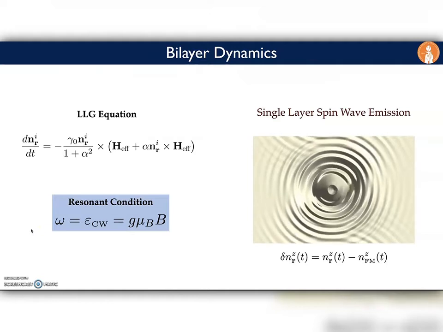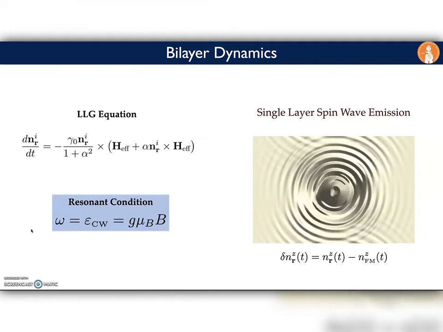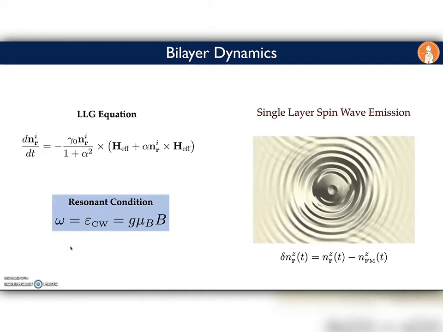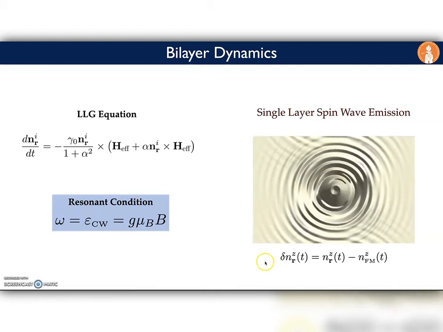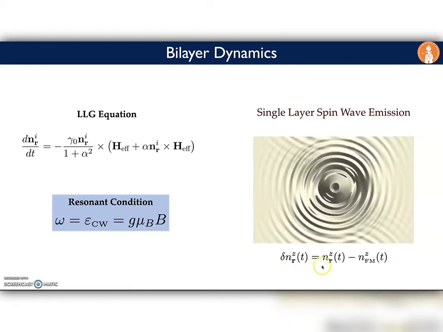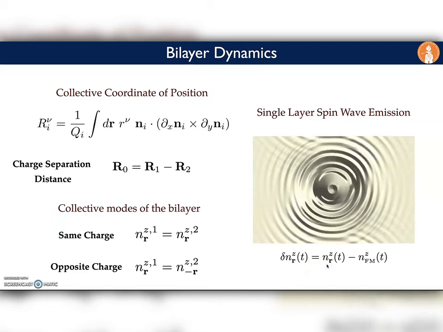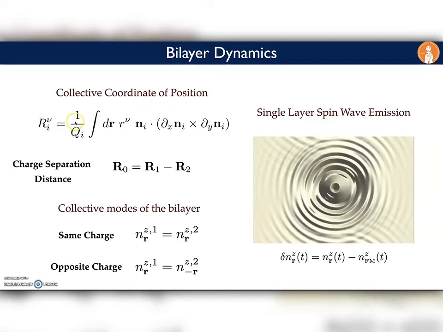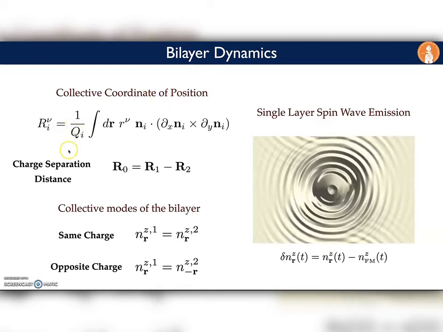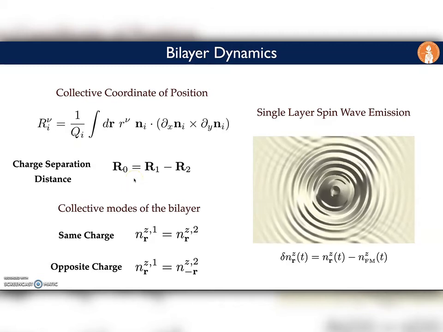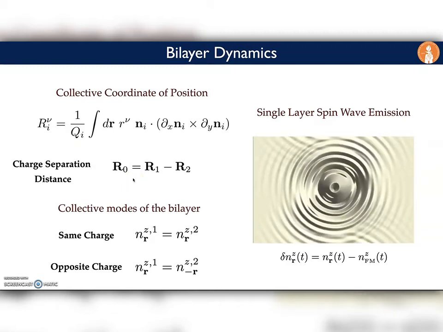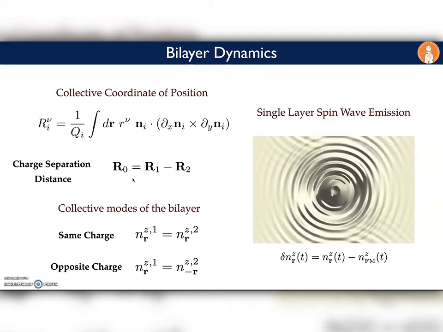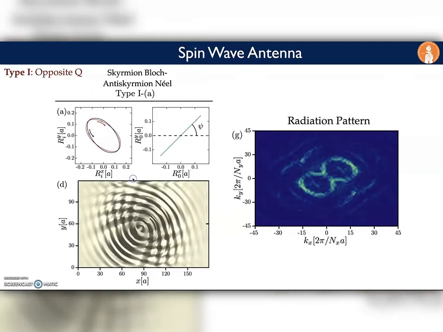To simulate the magnetization dynamics, we solve the LLG equation with the frequency chosen to be on resonance with the gyrotropic modes, and keep track of the dynamics of the spin waves, which are defined as the Z component of magnetization above the ferromagnetic background. We also focus on the dynamics of the particle center of mass, defined by this equation, and in particular on the dynamics of the charge separation distance. And we note that the excited spin waves represent collective modes of the bilayer, so they propagate from the source to the edge of the sample with characteristics that are related to the bilayer.